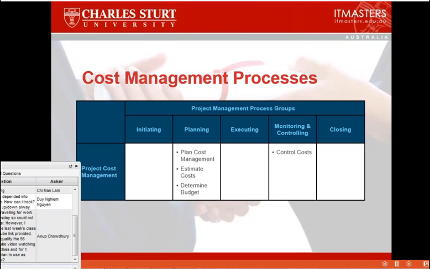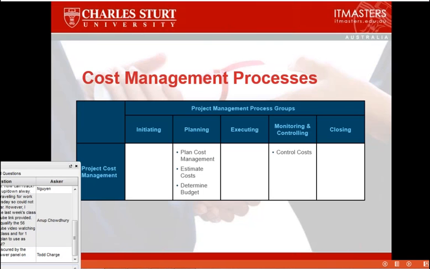Here we go again, the different processes under the knowledge area. So we've got the cost management knowledge area, and we've got initiation, planning, executing, monitoring and controlling, which are the process groups, and cost management comes under only two of the process groups.